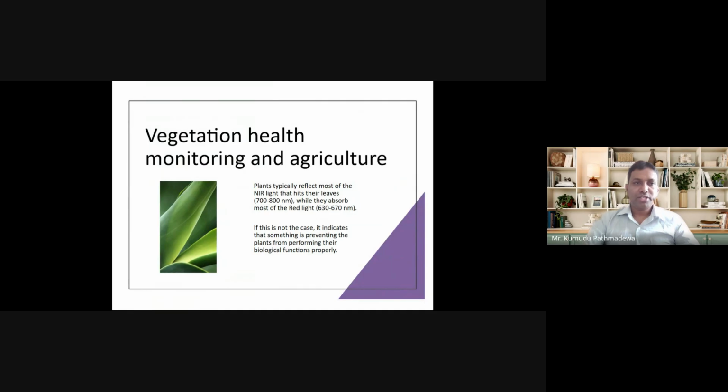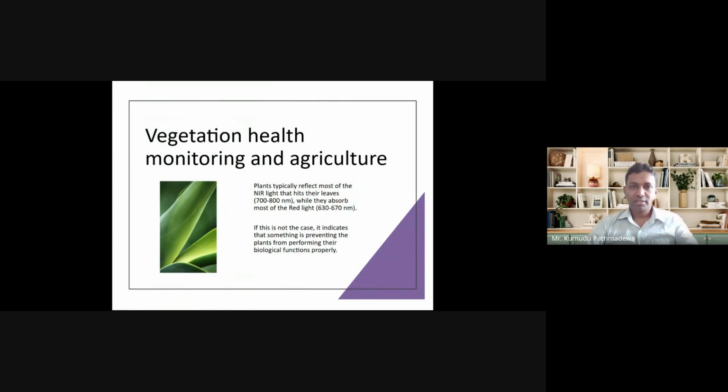In vegetation health monitoring and agriculture, we will discuss this deeply, since multispectral images most of the time deal with vegetation health and are mostly widely used for agriculture. Healthy plants reflect a lot of near infrared light and absorb red light. So that's why they absorb red light and reflect green light. So we can see plants as green.